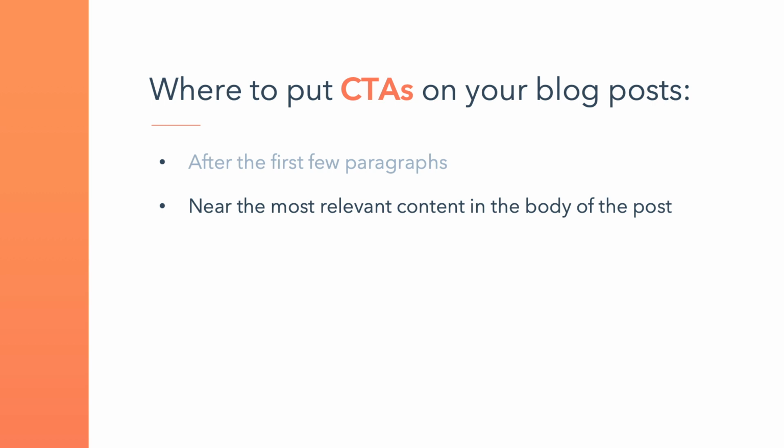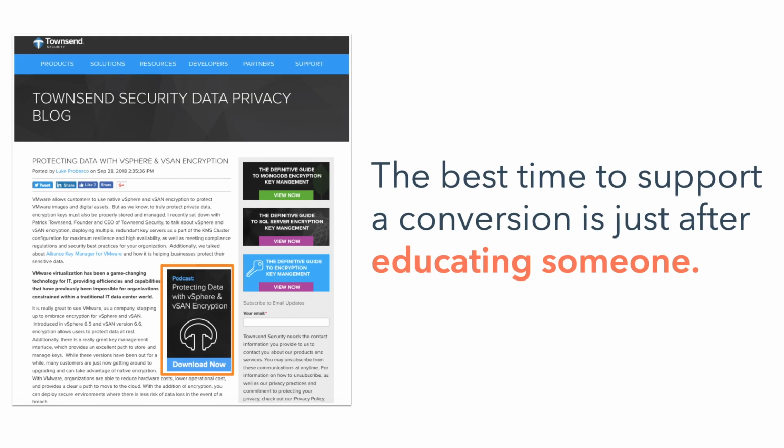Next, include an image or text CTA near the most relevant content in the body of the post. The best time to support a conversion is just after educating someone. For example, Townsend Security, a full-service data security provider, included an image CTA to a relevant podcast download in this blog post. Notice how the CTA content is similar to the content it's paired with.